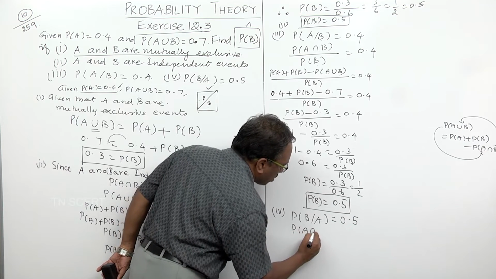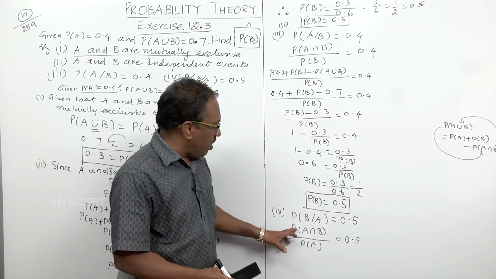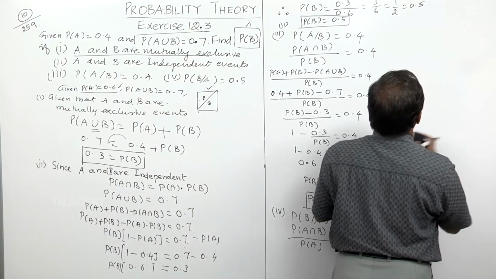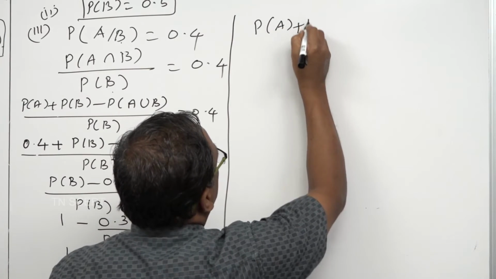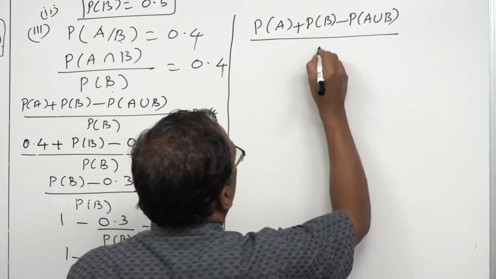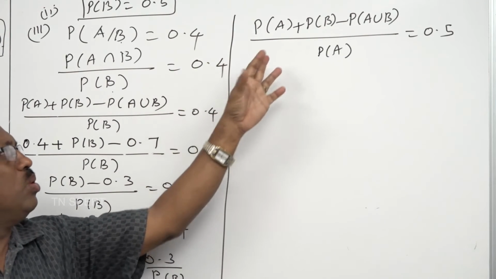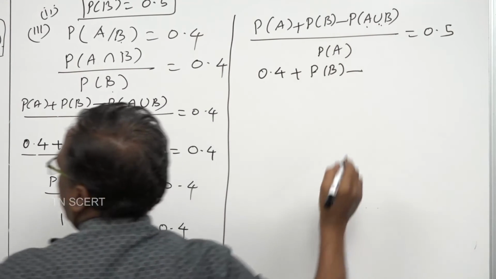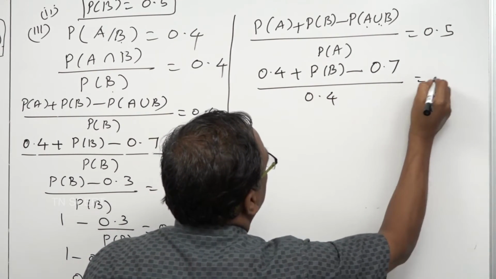Here also we can apply the same formula. P of A intersection B over P of A is equal to 0.5. Here for P of A intersection B, we can apply the same formula like this. So once again we can apply P of A plus P of B minus P of A union B, addition theorem on probability, over P of A equal to 0.5. Dear students, if P of A is 0.4, already you know. P of B we do not know. P of A union B, already we have the value, that is given 0.7, over P of A 0.4, which is equal to 0.5.